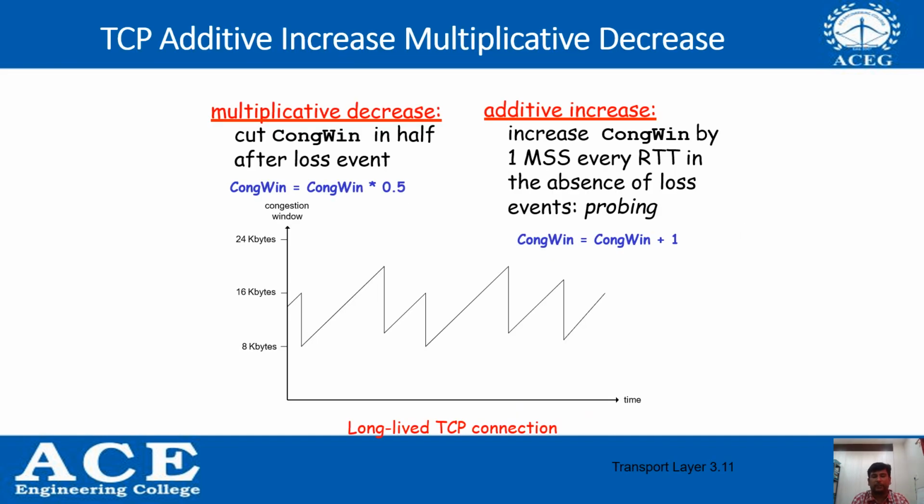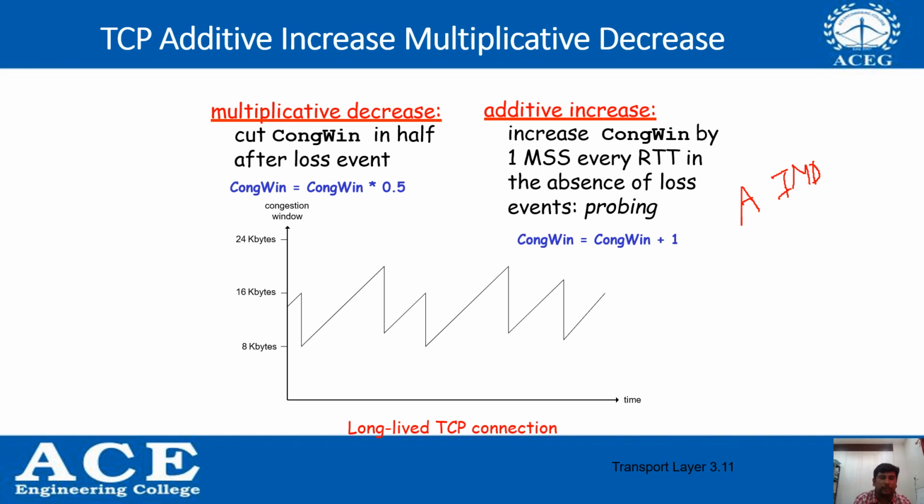Right. The first method adopted by TCP is called the additive increase and multiplicative decrease mechanism. So what do we mean by additive increase and what do we understand by multiplicative decrease? Let us try to look at this graph.